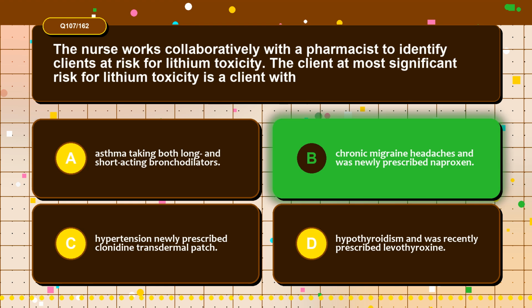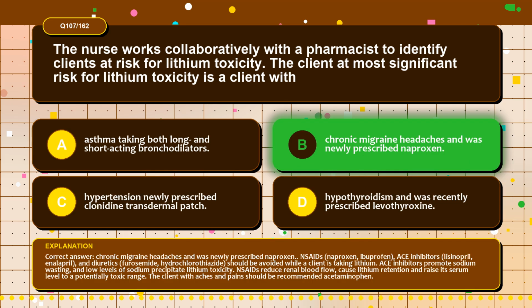The correct answer is option B: chronic migraine headaches and was newly prescribed naproxen. NSAIDs (naproxen, ibuprofen), ACE inhibitors (lisinopril, enalapril), and diuretics (furosemide, hydrochlorothiazide) should be avoided while a client is taking lithium.